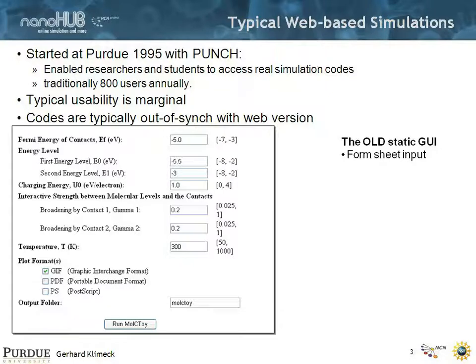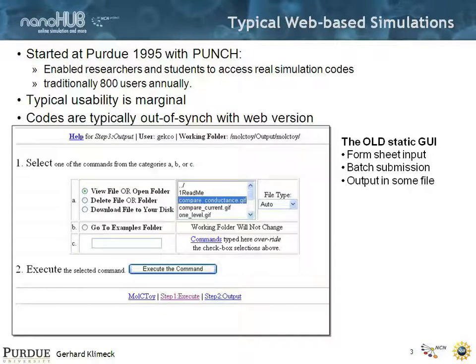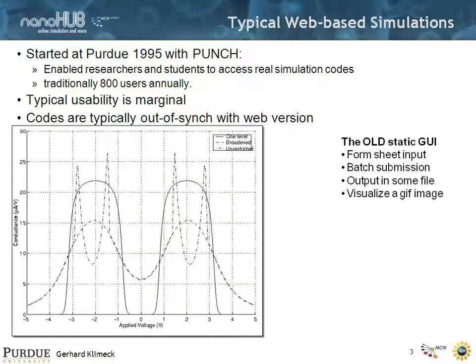And the way it works is you fill in this web form, and then you get to this page where you submit a run, and you click on this refresh button, right? Are we there yet? Are we there yet? And what you see once you're there is you get a file browser, and you can look at data files or GIF images. So here's a static GIF image. Try to zoom into that. Try to compare that to something else, right?